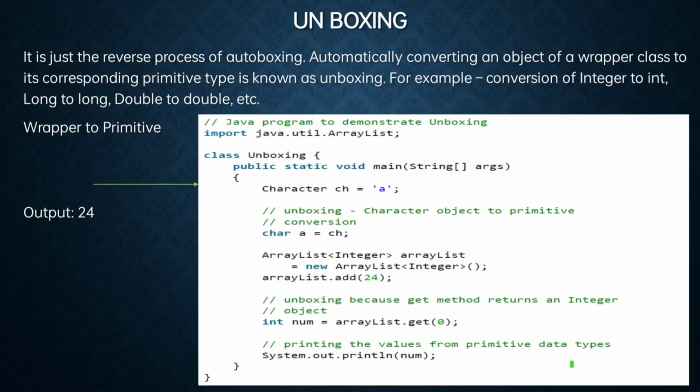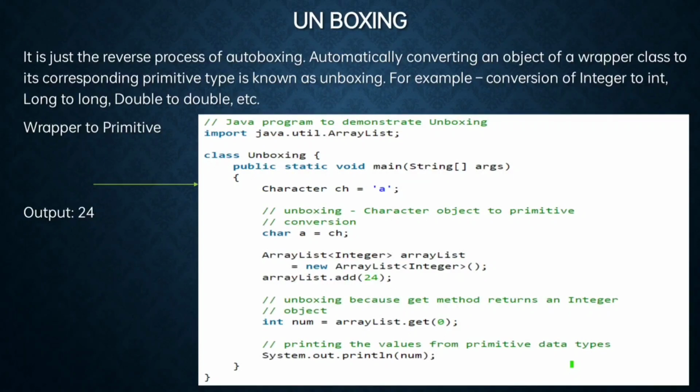So here is an example. We have a class Unboxing. Similar to the Autoboxing class, we have a Character ch = 'a'. Now unboxing the Character object to a primitive conversion, char a = ch. So now we are converting that ch to char, that is unboxing. ch was an object, right? It was an object type. Now we are trying to convert that object to a primitive, and that is known as unboxing.